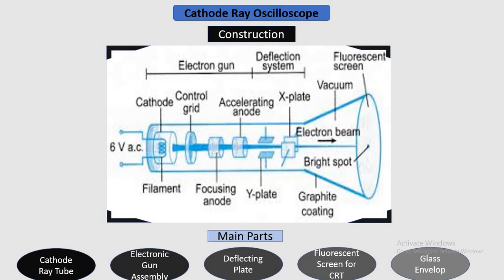So the third main part is the deflecting plate. The electron beam, after leaving the electron gun, passes through two pairs of deflecting plates. The pair of plates producing the vertical deflection is called the vertical deflecting plate or Y plate, and the pair of plates which is used for horizontal deflection is called the horizontal deflection plate or X plate.